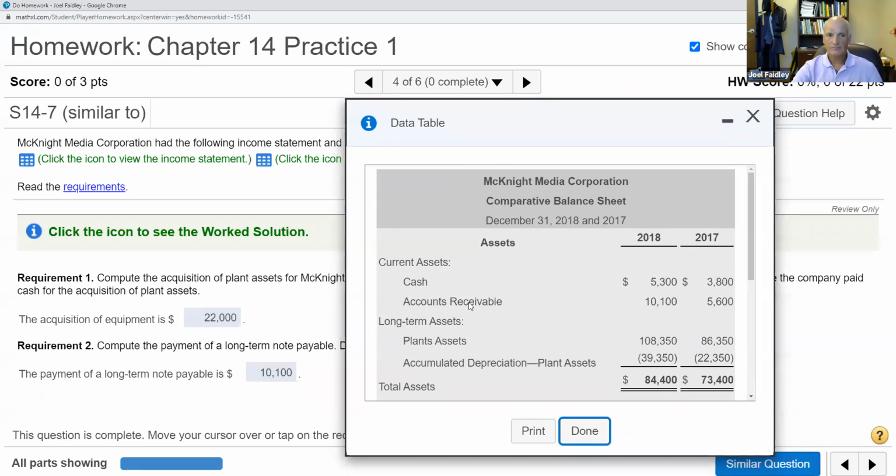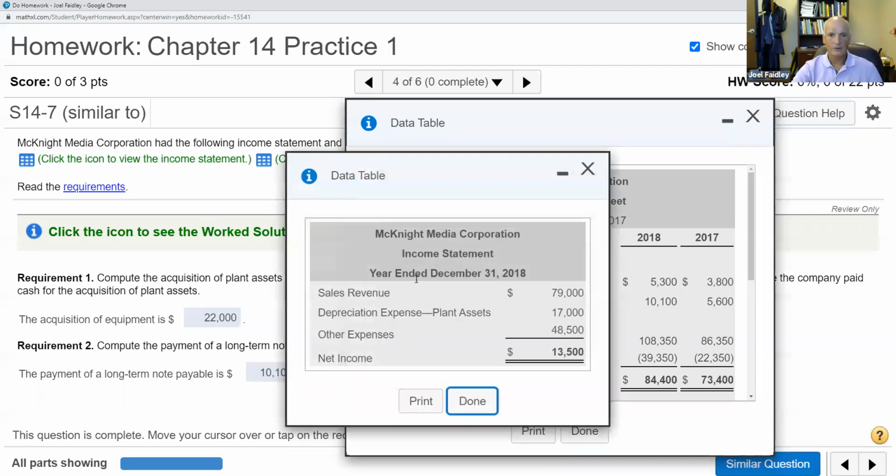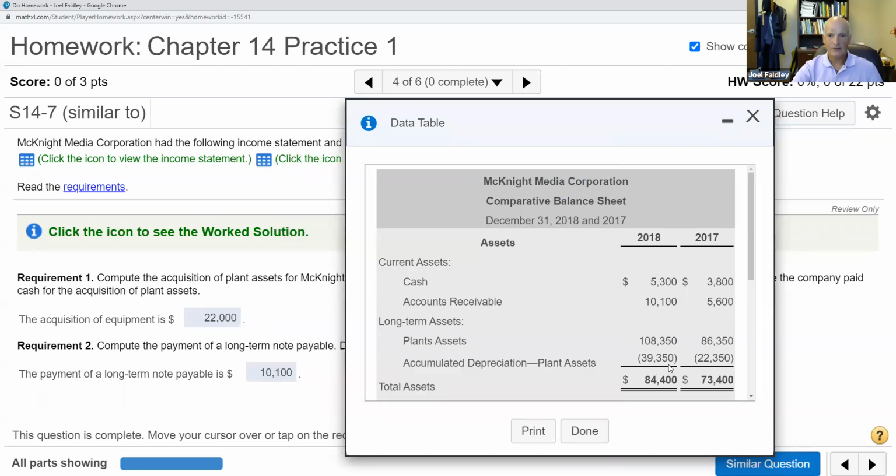Accumulated depreciation, that should be from your income statement. Depreciation 17,000. So 22,350 plus 17 is 39,350. Of course, you don't need that. But there's the 22,000. It went up from 86 to 108. And how does it go up? They paid cash to buy these assets. All right. What's the other question here?